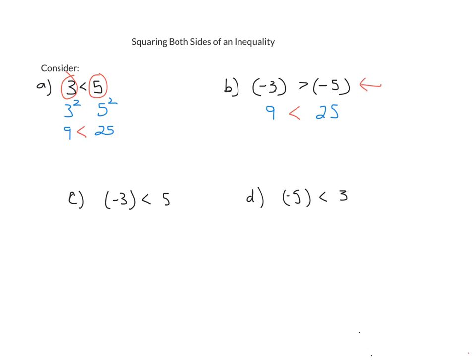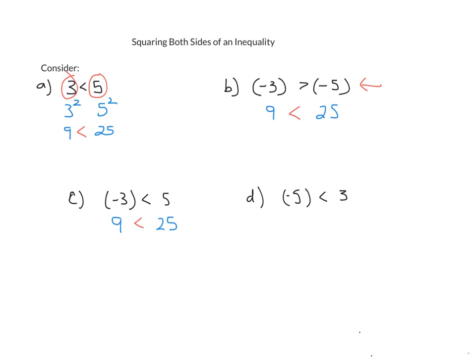Here I have negative 3, which is less than 5. If I were to square both sides, one of these is a positive, one's a negative. Squaring both sides, negative 3 squared gives me 9, and then 5 squared gives me 25. I now have that 9 is less than 25. It looks like my inequality is preserved. Now, is that always true?